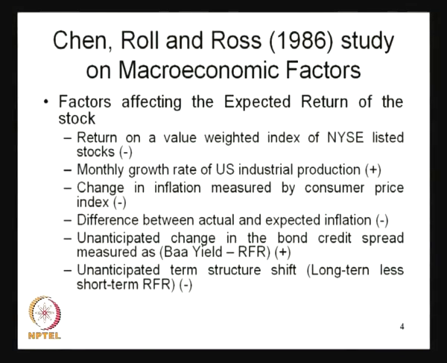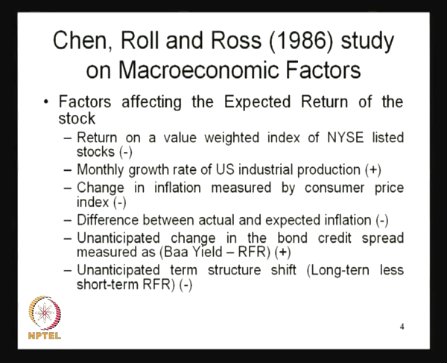So, which are the factors Chen, Roll and Ross have identified? The first factor they said is the return on a value-weighted index of NYSE listed stocks, then the monthly growth rate of US industrial production, change in inflation measured by the consumer price index, the difference between actual and expected inflation, unanticipated change in the bond credit spread measured as the BAA yield minus the risk-free rate of return, then unanticipated term structure spread, that is the long-term less short-term return.